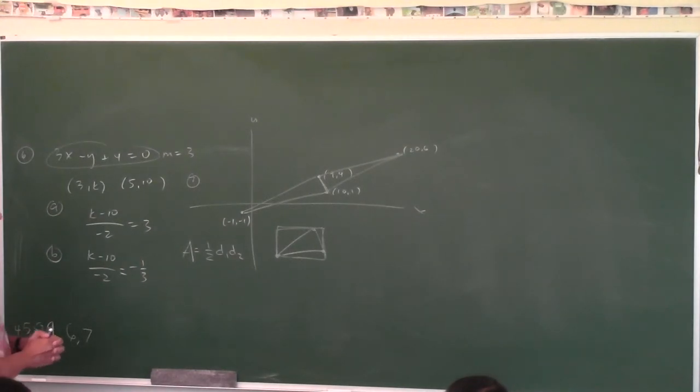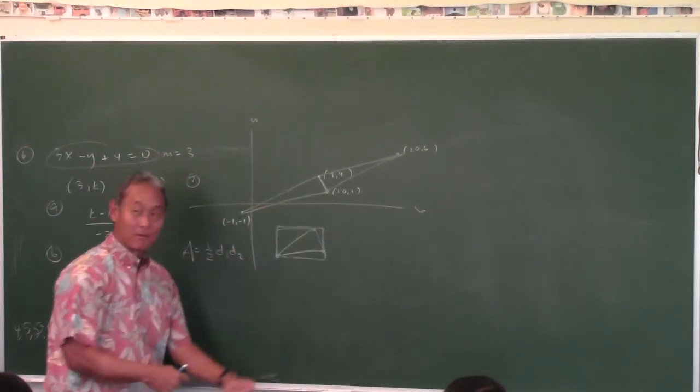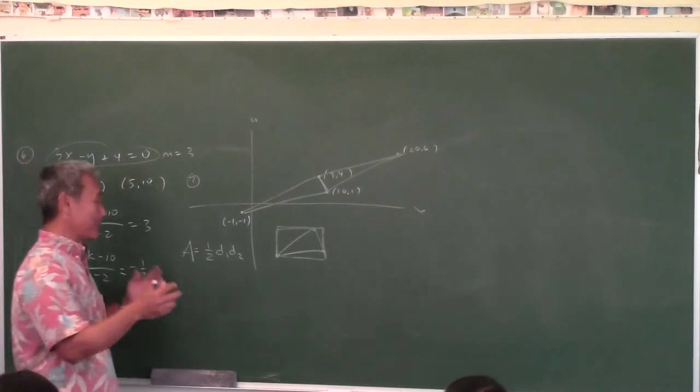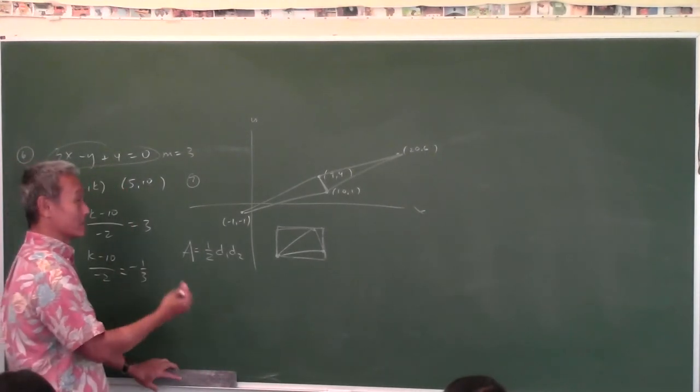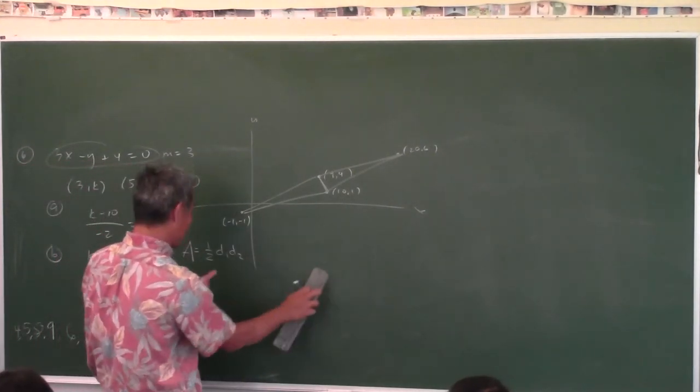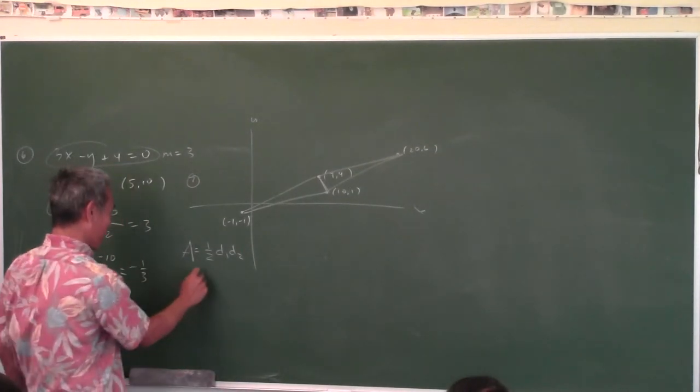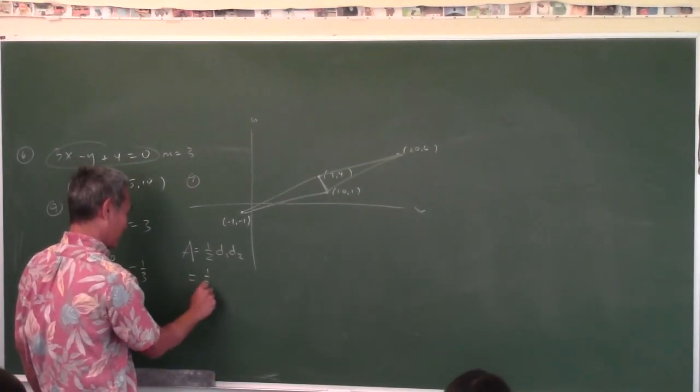Just find the area of one of those and then double it. See, there's always a way to figure it out. But of course, there's always a most efficient way, which is this: one half the product of the diagonals. So let's do this.